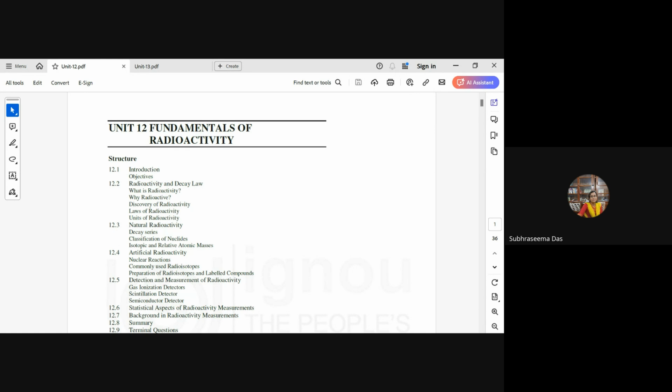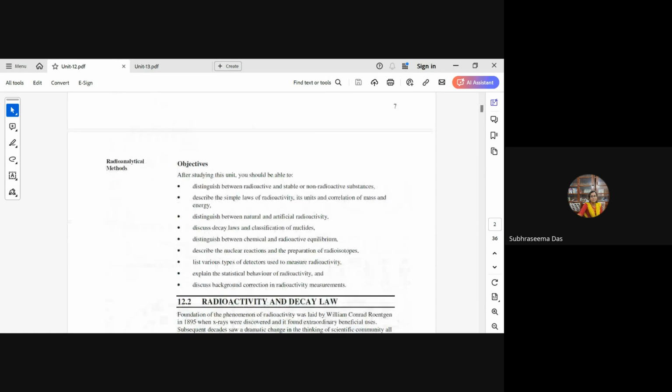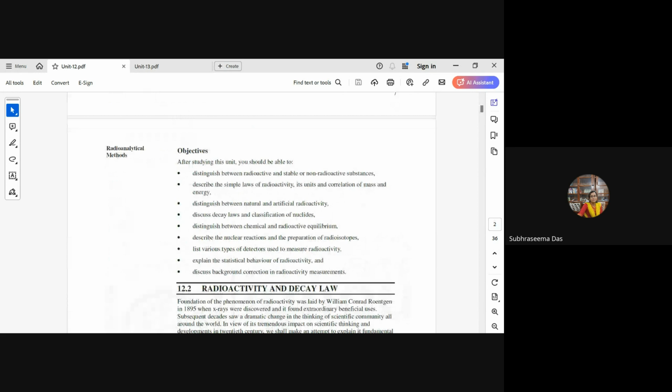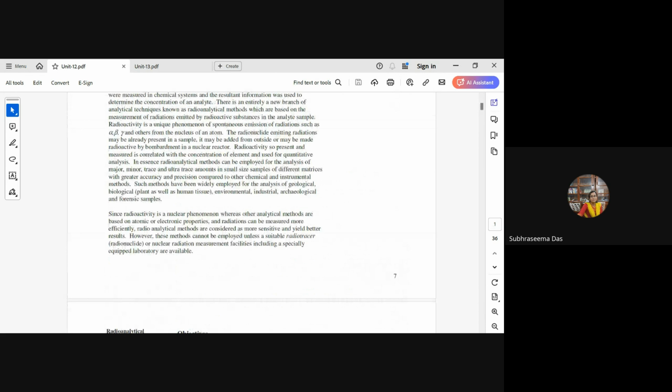So in last class, we talked about radioactivity, certain fundamentals of radioactivity. Now, before proceeding with further discussions on radioactivity, let's have a recap on what we learned in last class. Radioactivity is a nuclear phenomenon associated with spontaneous emission of various types of radiation, such as alpha, beta, gamma, and other types of radiations from a nucleus.